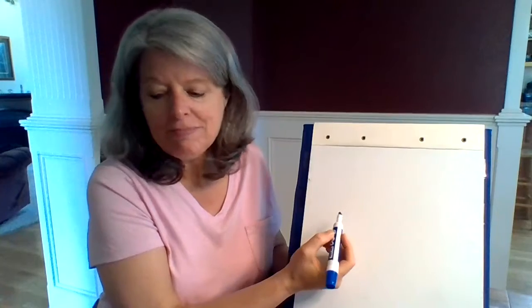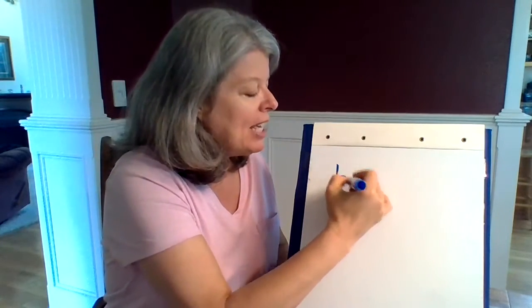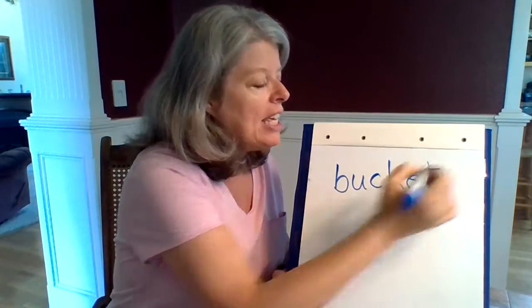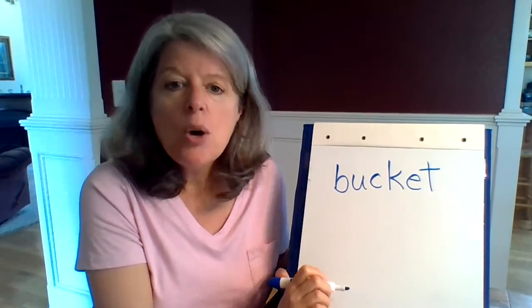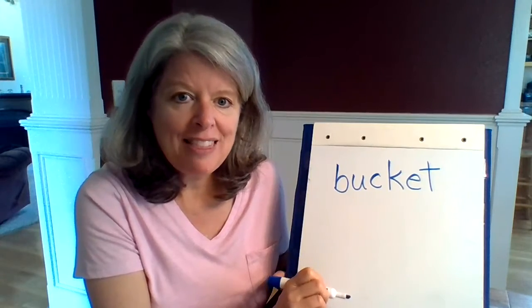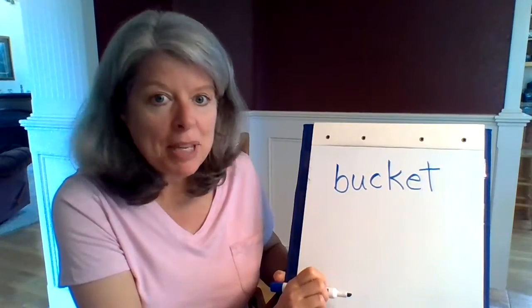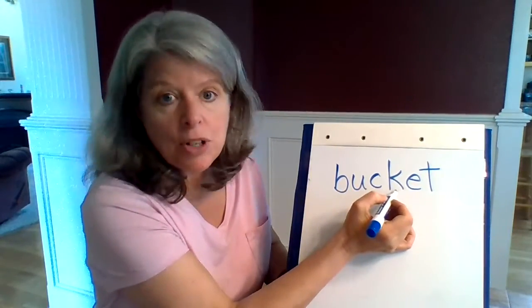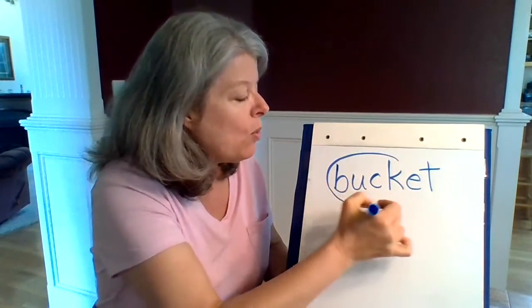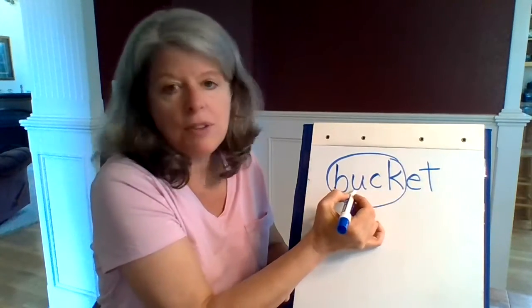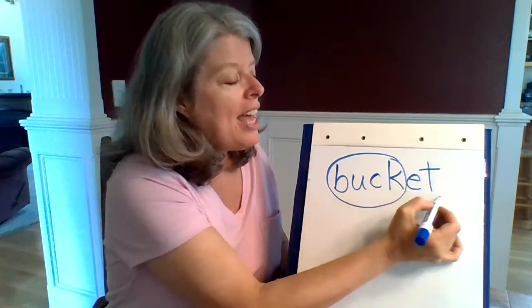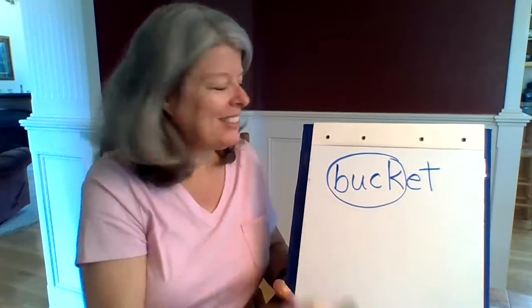Consonant, vowel, consonant pattern is very common. Write down these letters: B, U, C, K, E, T. What's the consonant, vowel, consonant you see in this word? It's at the beginning. And we see consonant, vowel, consonant, and then another consonant. So we want to circle that whole thing. We see two consonants after the vowel. So this word is buck, et, bucket.